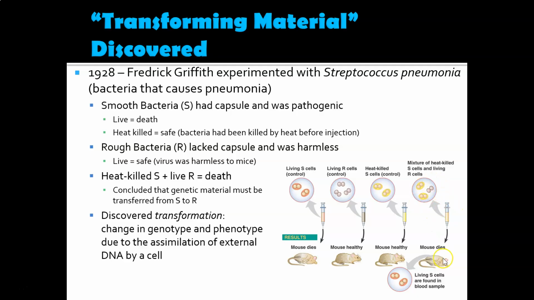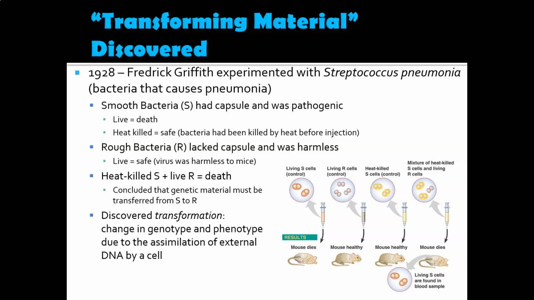Put them together, and he ended up with a dead mouse. What? Right? So how did two things separately not kill a mouse, but collectively did? And what Griffith didn't understand at this point in time is how that process of transformation works, right?